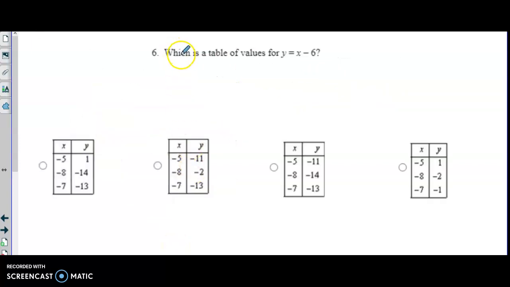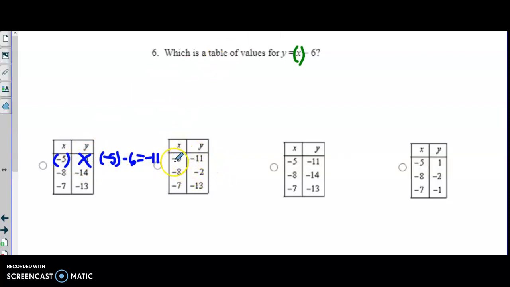All right, which is a table of values for y equals x minus 6? So we basically are going to look at each of these tables and we're going to plug in the numbers for x to see which ones give us the correct numbers for y. So if we go over here and we plug in a -5 for x, it would look like -5 minus 6. That equals -11. And over here it says it should equal 1. That's not true. So I know that's not my answer.